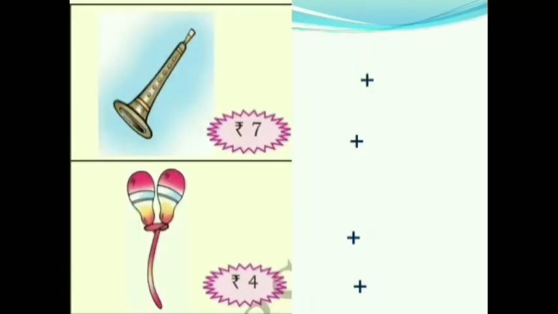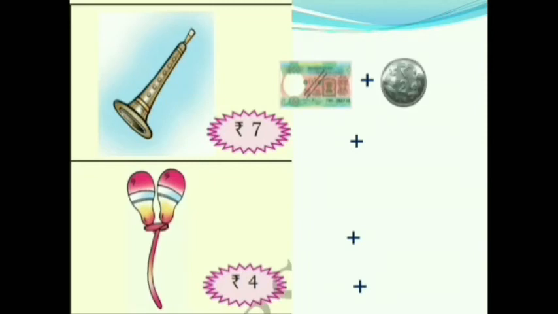Children, see this musical instrument. What is its cost? Its cost is 7 rupees. Here, which two notes or coins add up to 7 rupees? Yes, one 5 rupee note and one 2 rupee coin add up to 5 plus 2 is equal to 7 rupees.